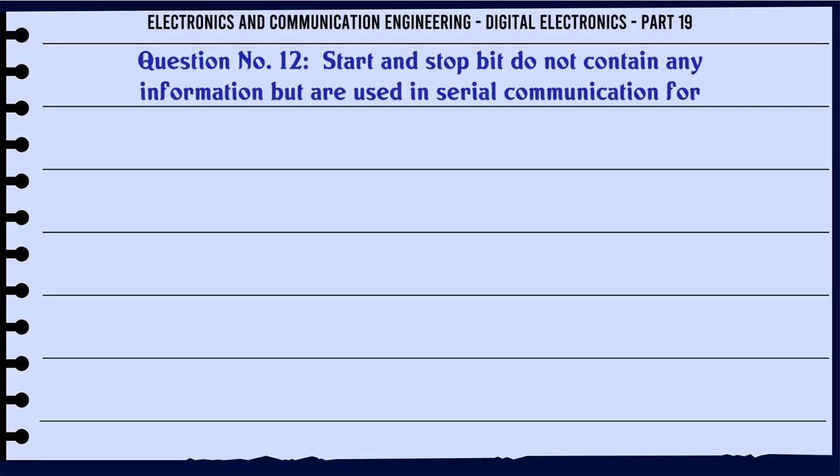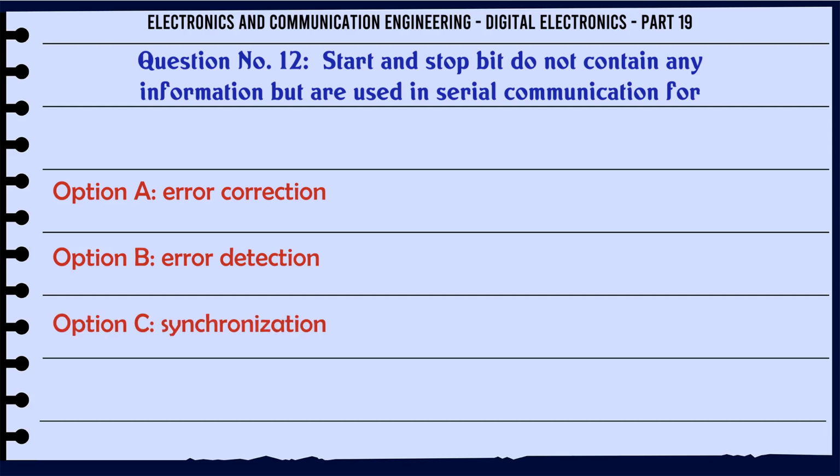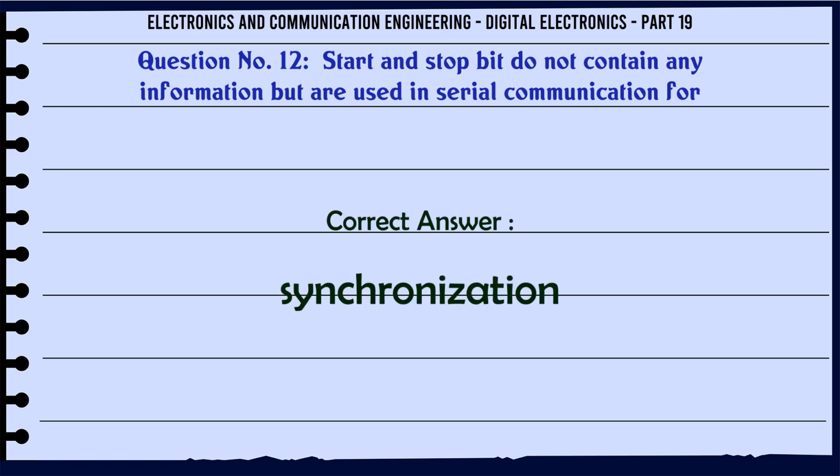Start and stop bits do not contain any information but are used in serial communication for: A. error correction, B. error detection, C. synchronization, D. slowing down the communication. The correct answer is synchronization.